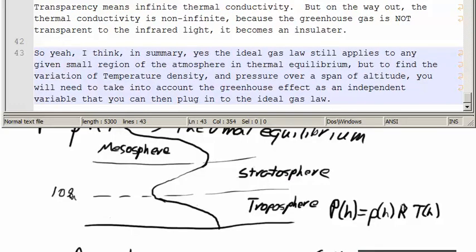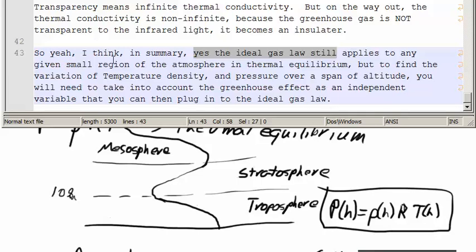So yeah, I think in summary, yes, the ideal gas law does apply to any given small region of the atmosphere in thermal equilibrium, but to find the variation of temperature, density, and pressure over a span of altitude, you are going to need to take into account the greenhouse effect as an independent variable that you can then plug in to the ideal gas law.